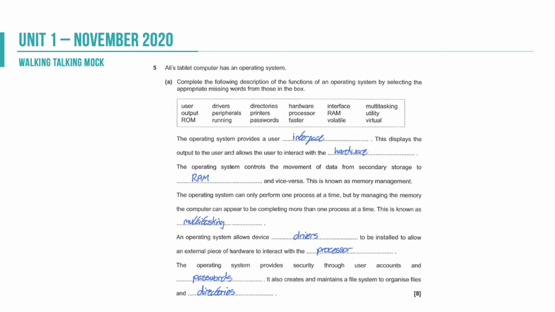The operating system provides a user interface that interacts with the hardware. We move from the secondary storage to the RAM. Using multiple RAM slots and memory management is known as multitasking. The operating system allows device drivers to be installed and interact with the processor. We finish off talking about passwords and directories. Note, each part at the top has only been used once. Those are the correct ones.